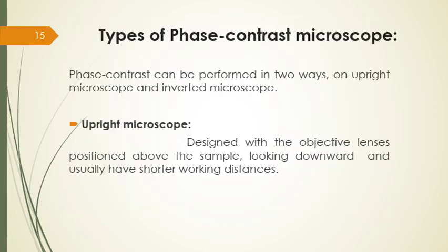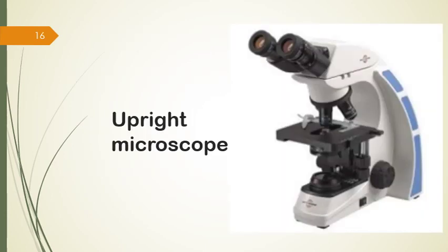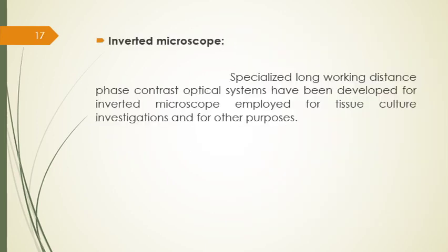So here we have two types of phase contrast microscope. One is the upright microscope and the other one is the inverted microscope. So the upright microscopes are the most common type of microscope and are designed with the objective lens positioned above the sample, looking downward, and usually have a shorter working distance, as observed in this diagram. This one is the upright microscope. The next one is the inverted microscope.